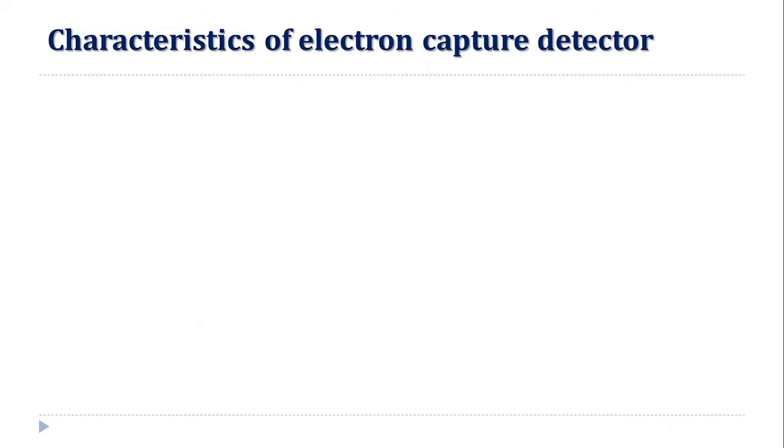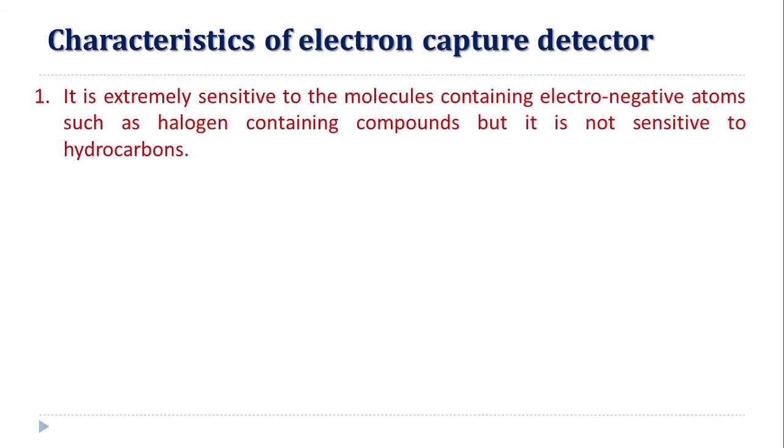What are the characteristics of the electron capture detector? It is extremely sensitive to the molecules containing electronegative atoms such as halogen, oxygen, nitrogen, but it is not sensitive to the hydrocarbon. So this is the advantage as well as disadvantage of this electron capture detector. It is a very good method, extremely sensitive for the electronegative atoms that form negatively charged ions, but it is not sensitive to the hydrocarbons because hydrocarbons are not easily giving negatively charged ions.